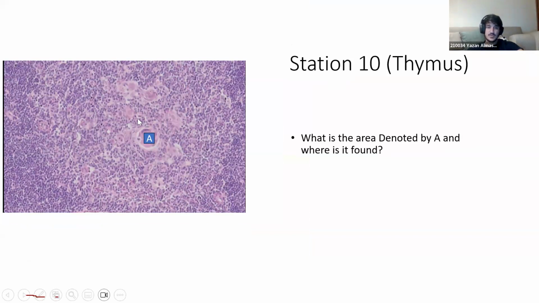So what's A? This is in the thymus, okay? No, in the thymus specifically. Yes. Whoever is answering the Hassall's corpuscle, you're right. Corpuscle. Why are you saying sorry? It's completely fine.